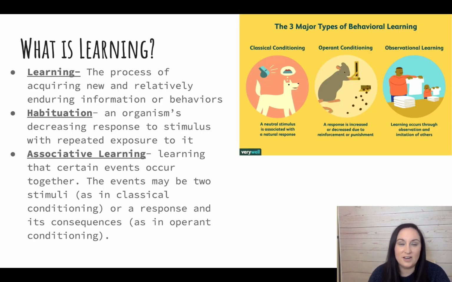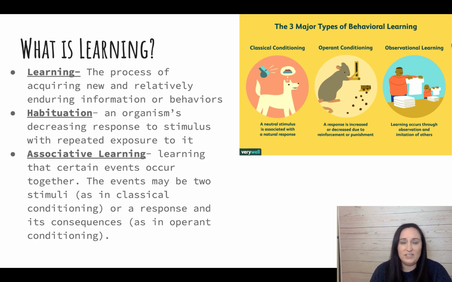So let's get started. So what is learning? Learning is the process of acquiring new and relatively enduring information or behaviors. Enduring is a key word there. There are three major types of behavioral learning we'll be talking about in this unit. Classical conditioning, which is this module, operant conditioning, which is in our next module, and observational learning a little later on.